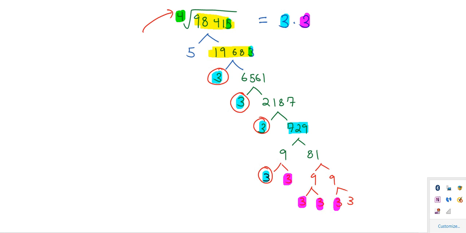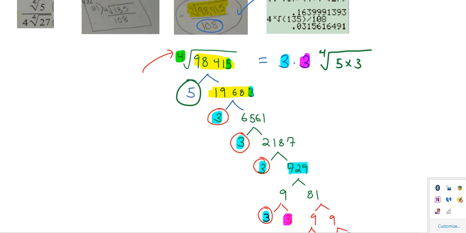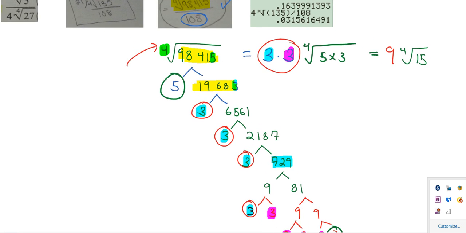Then, Jamie, you just have a 5 and a 3 left over, so that will remain inside your radical sign. So 5 times 3 there, and you put your 4th root sign there. If you simplify this a bit further, 3 times 3 is going to be 9, and this is going to be the 4th root of 15. That's something you probably did in your grade 10 class.